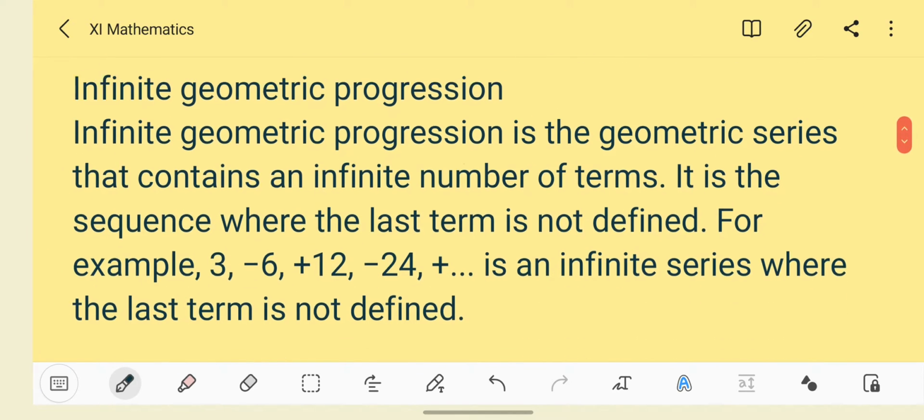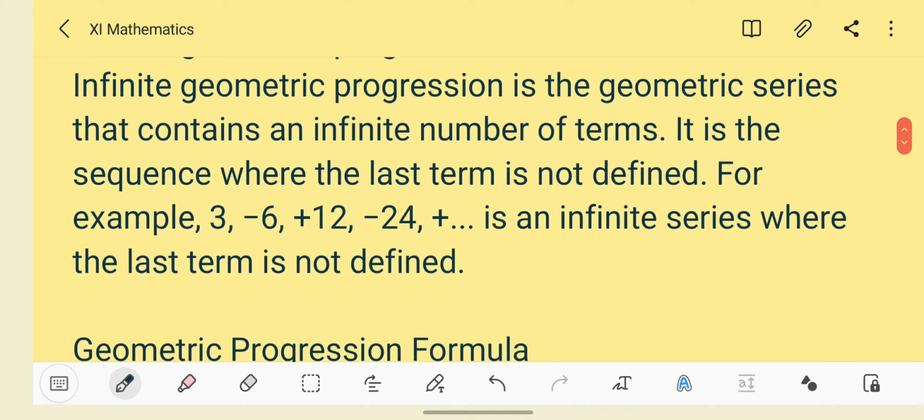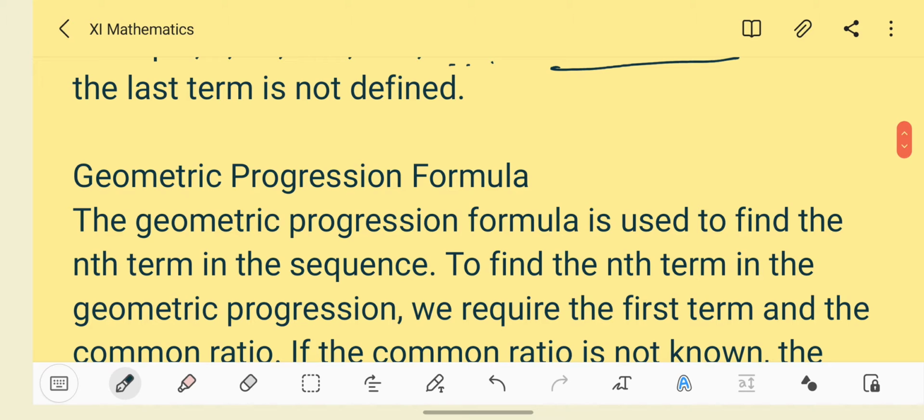Whereas if you talk about infinite, when we place dot dot dot, what does that mean? It is going till n terms. We don't know where it will end. So it becomes an infinite series. So the last term is not defined here.